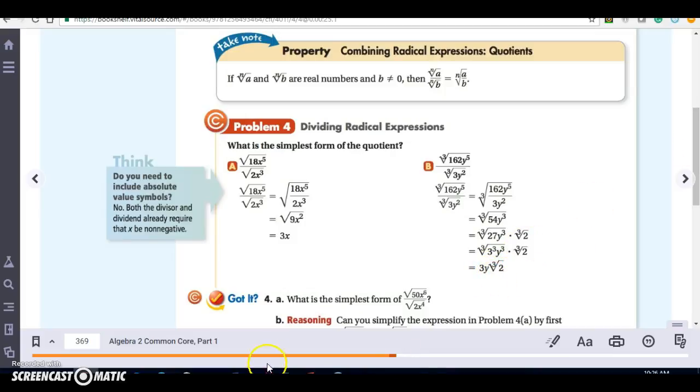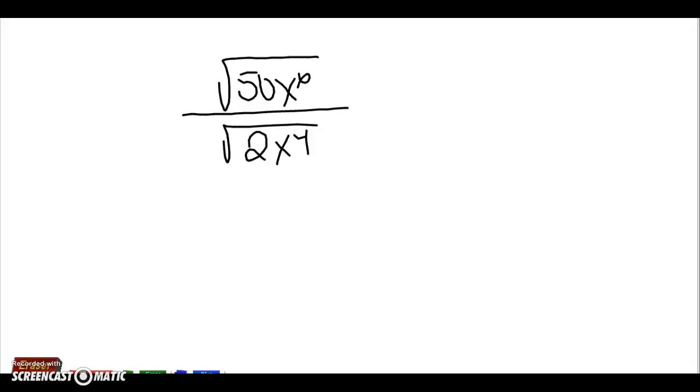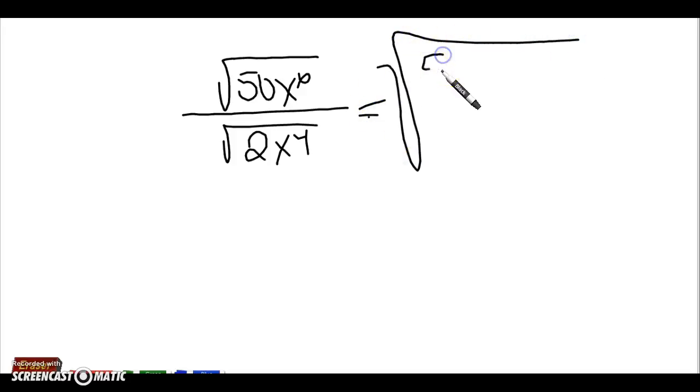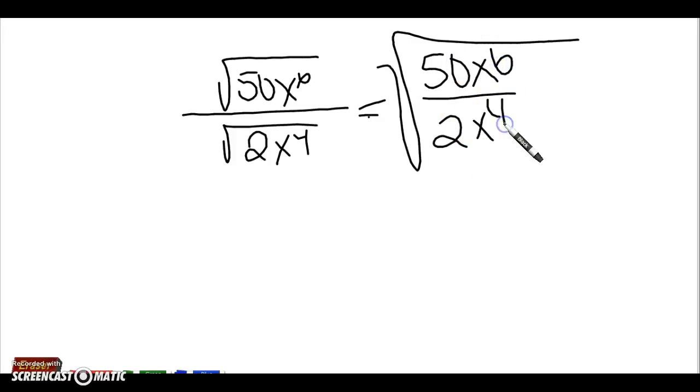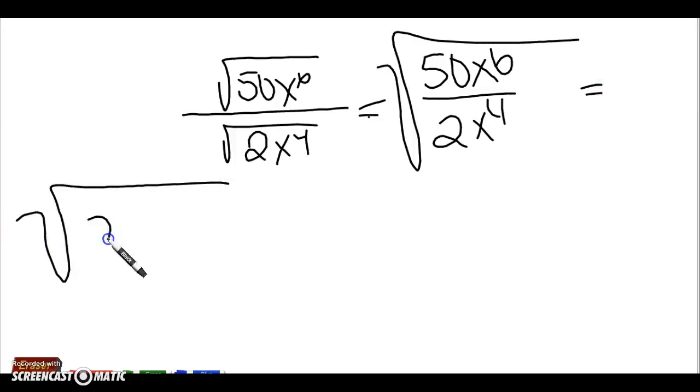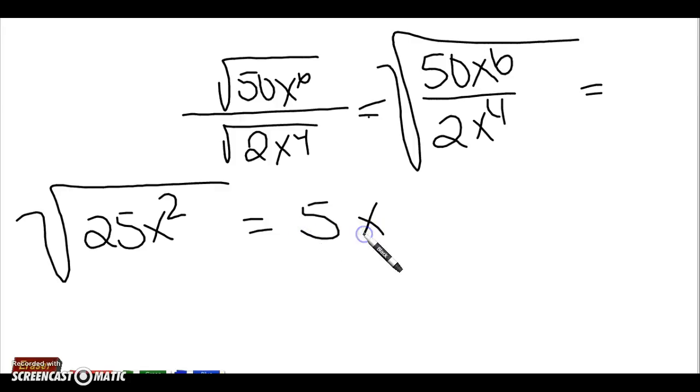So let's do it on our own now. We have the square root of 50x to the 6th divided by the square root of 2x to the 4th. So I'm going to make one big radical because they have the same index, and I have 50x to the 6th divided by 2x to the 4th. And I can divide that, and I get 25x squared. Well, both of those numbers I can take the square root of. The square root of 25 is 5, and the square root of x squared is x. So that's my final answer.